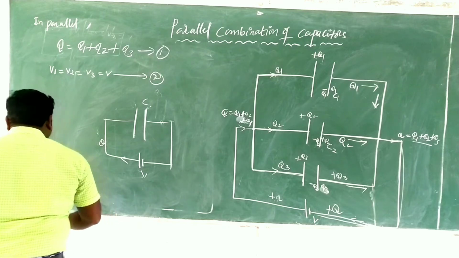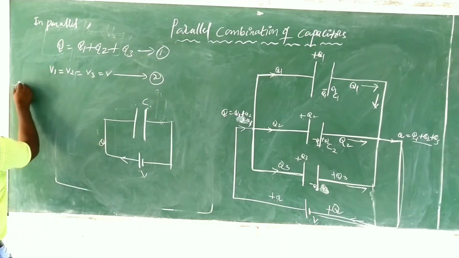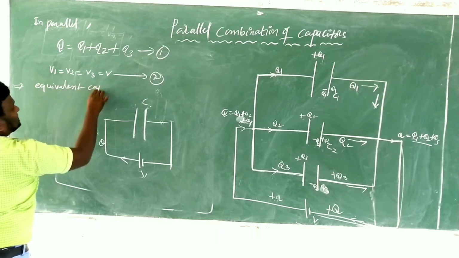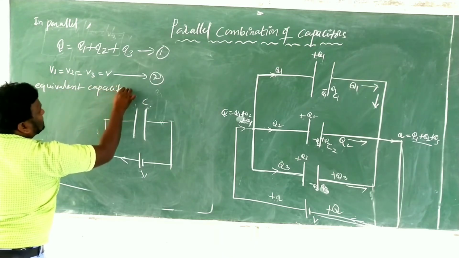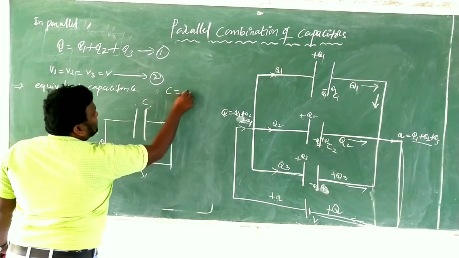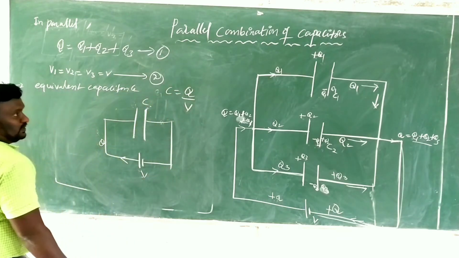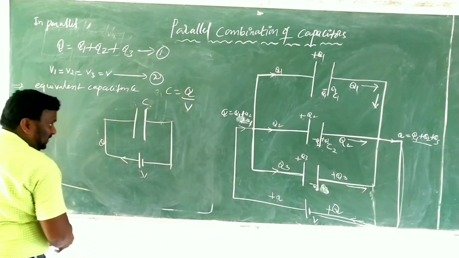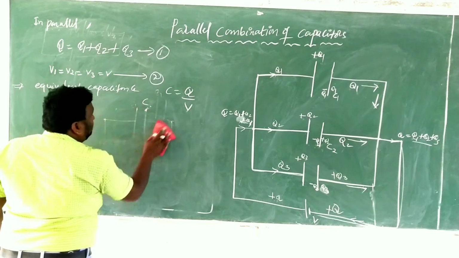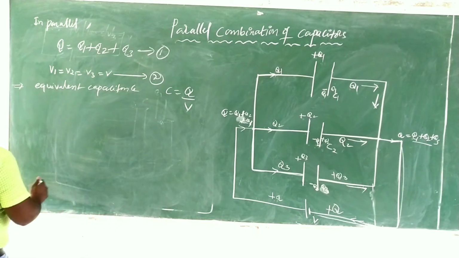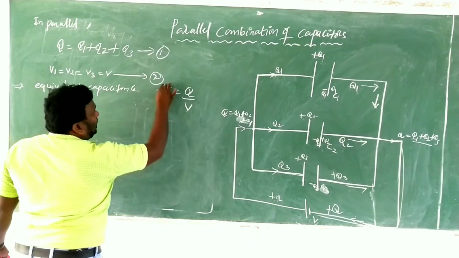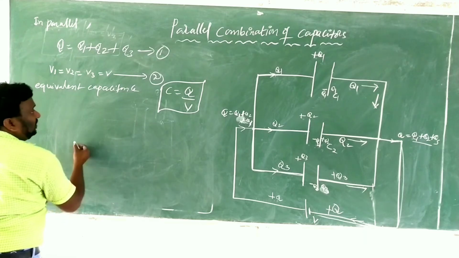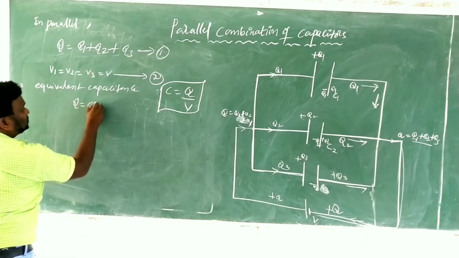Then what do we write? Now I will write here the equivalent capacitance. How can we write it? C is equal to Q by V. In this entire configuration, we are getting C is equal to Q by V. From that formula, C is equal to Q by V. From that formula, I am now writing Q is equal to CV.